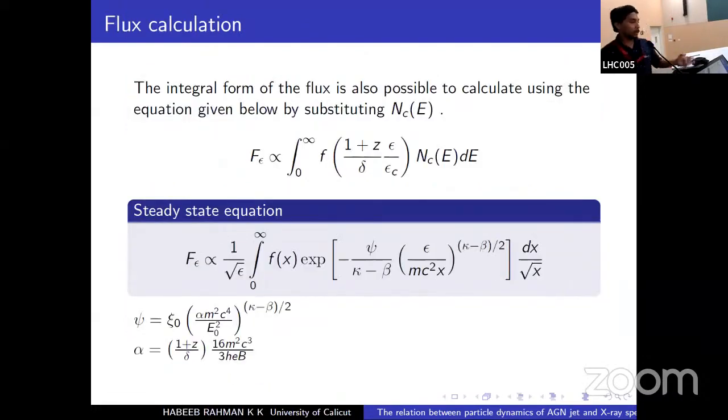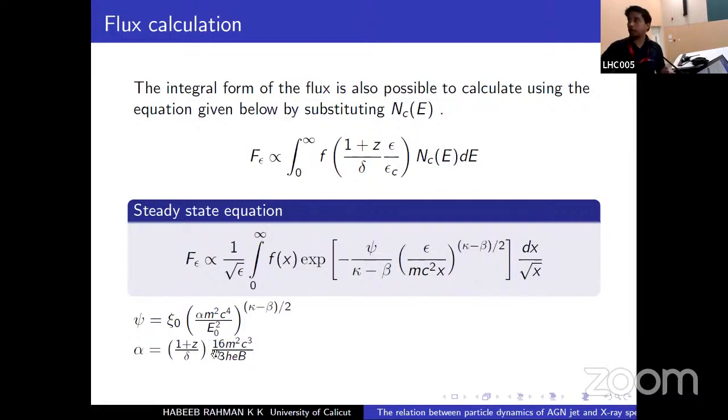So the flux can be calculated by putting this N_C, number of electrons in the cooling region, into the flux equation. Some mathematical steps are there. This is the equation. Initially I told there is a relation that demands, from this mathematical modeling, a linear correlation between psi and kappa minus beta. So this is the psi equation.